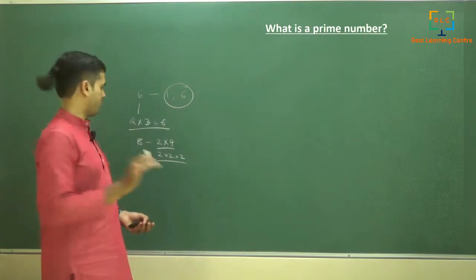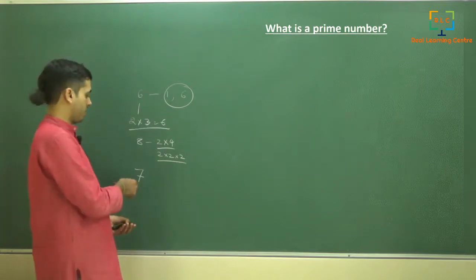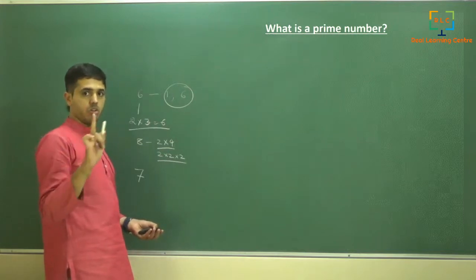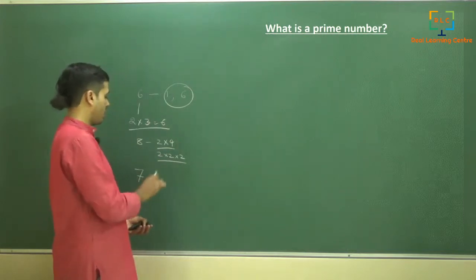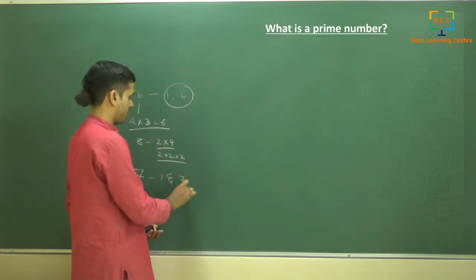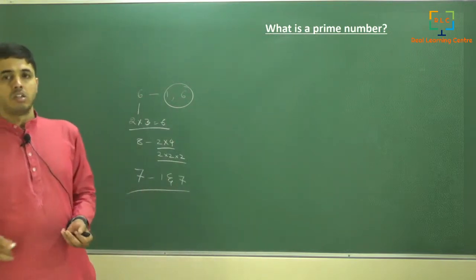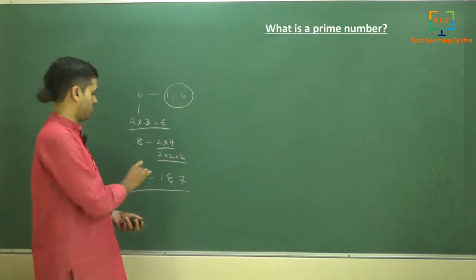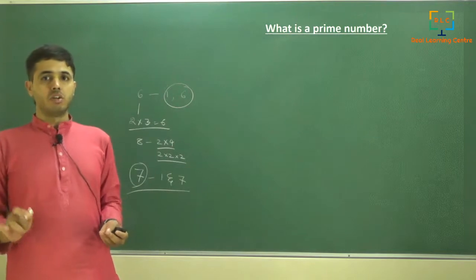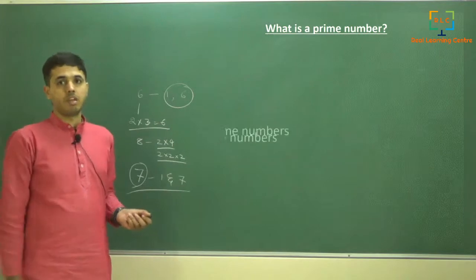Now let us take another number, for example 7. For 7, can we divide 7 by 2? No. 3? No. 4? No. 5? No. So in this way, the only factors of the number 7 are 1 and itself, that is 7. These two are the only factors. Such numbers, whose only factors are 1 and itself, we call prime numbers.